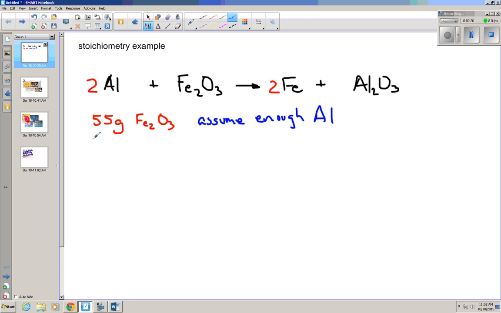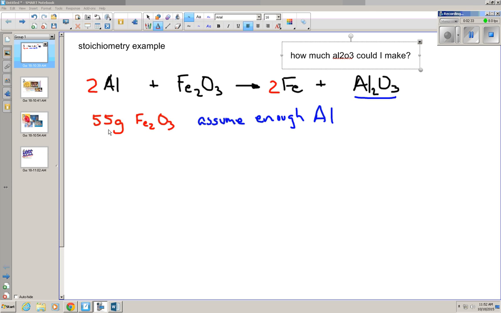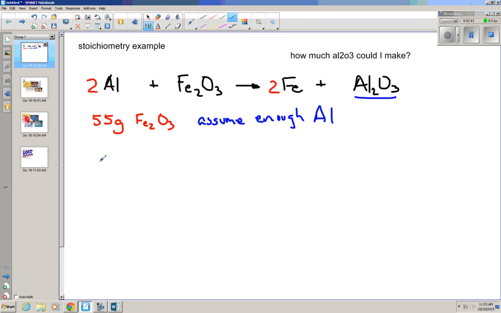Okay, so if I have 55 grams of iron oxide, how much aluminum oxide in grams could I actually make? Okay, so that's the question. Let me write that down. So there it is. If I'm starting with 55 grams of iron oxide, how much aluminum oxide could I make? Well, I always have to start with what I know, because this entire process is one big unit conversion cancellation. So I'm starting with what I know, and I know that I have 55 grams of iron oxide.